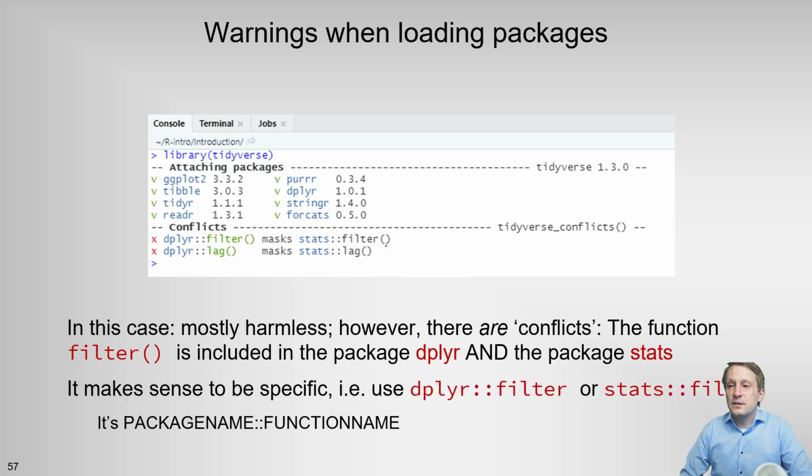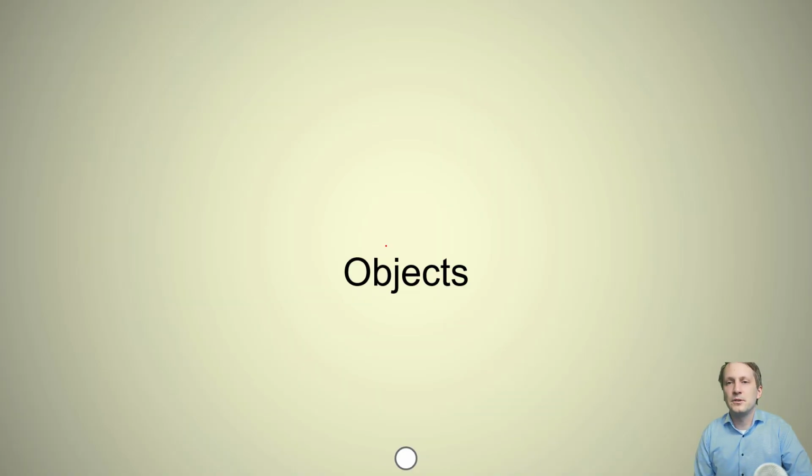So sometimes it makes sense to be very specific about which function you actually mean, and to specify that with a package name. If you want to really error-proof your code, that makes sense. It makes the code a bit harder to read, but in particular when you have a non-unique function name, it makes sense to be explicit about it.